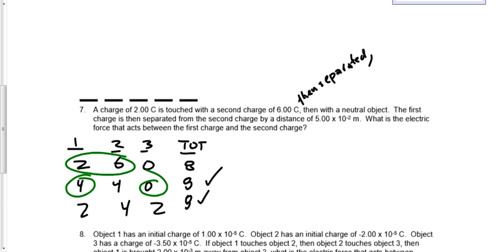I just don't get how in this one you can tell like the first one touches the neutral one. Like I thought they were just still together, the first and the second. Yeah, that's why I said then they're separated here, because in the original question I agree that wasn't worded well at all.